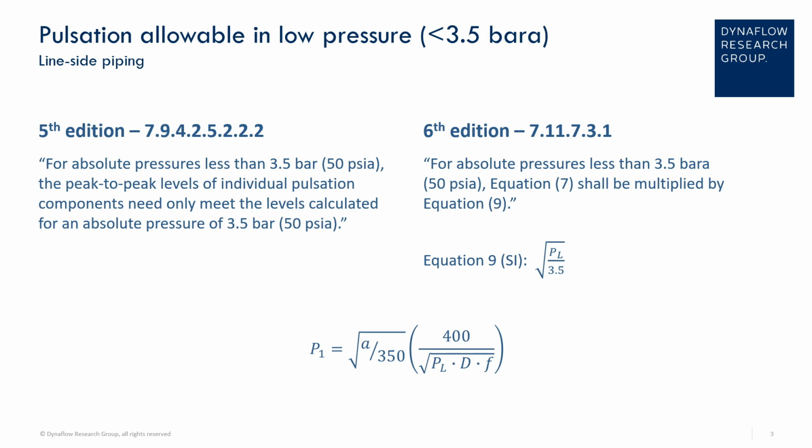Another change is that the pulsation allowable for line-side piping at low pressures has been changed. Depending on the interpretation, the absolute allowable pulsation level was constant for pressures below 3.5 bars of absolute pressure in the 5th edition of the API code. In the 6th edition of the code, the approach is specified in more detail, and the formula is given to correct P1, which is the allowable pulsation level as a percentage of the line pressure. Effectively, this means that the allowable pulsation levels below 3.5 bars are reduced in the new edition of this API 6.18.